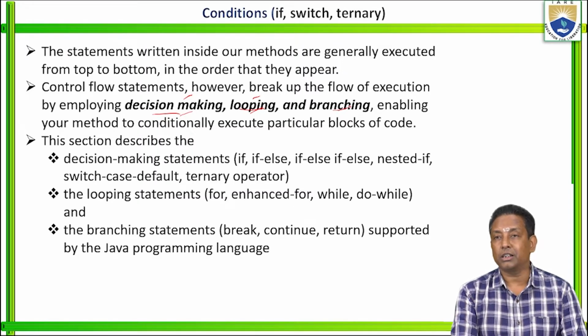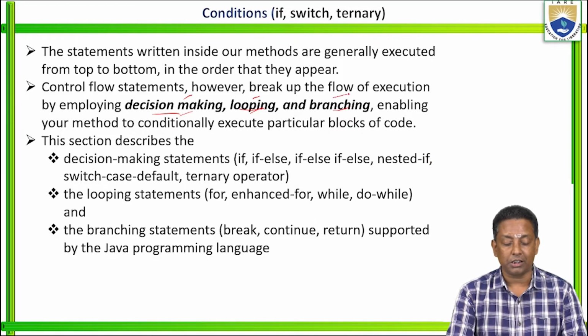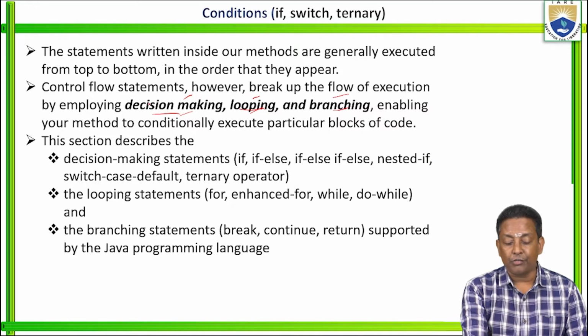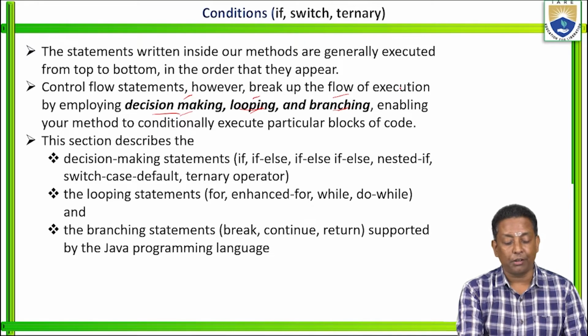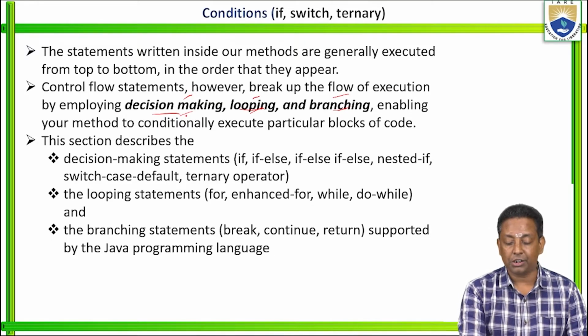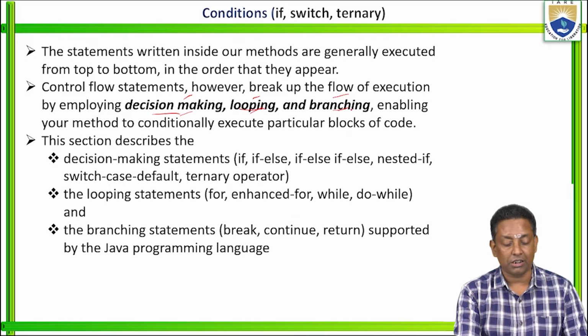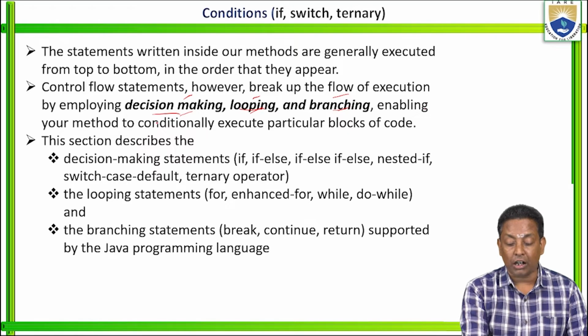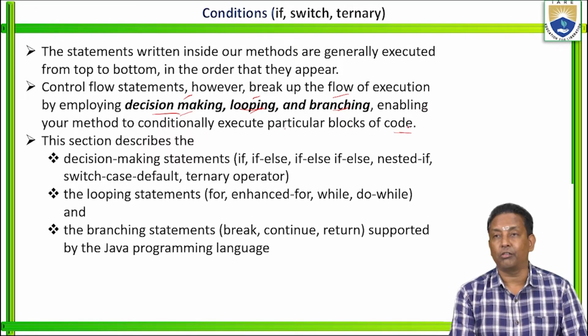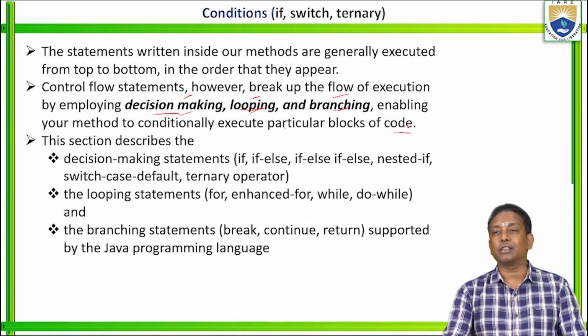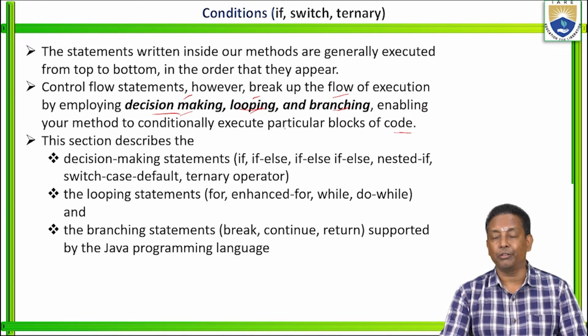Coming to branching: break, continue, return. These statements are called branching statements. So control flow statements break up the flow of execution by employing conditions, loops, and branching statements. They enable your method to conditionally execute a particular block of code, but not the entire code written inside the method. It depends on how you implement the method.